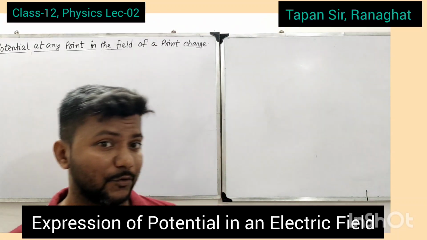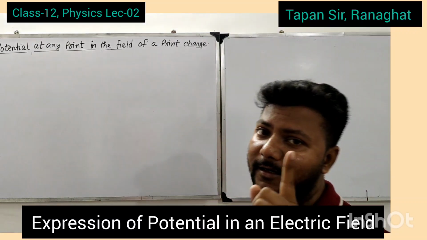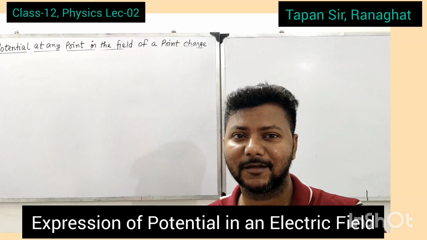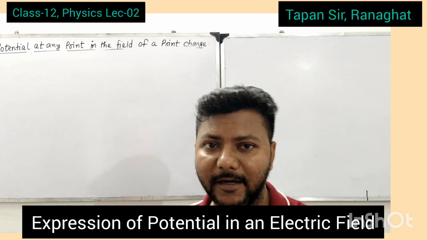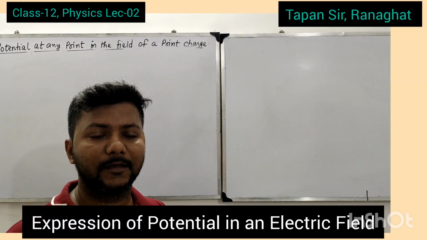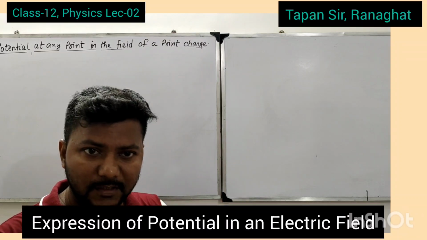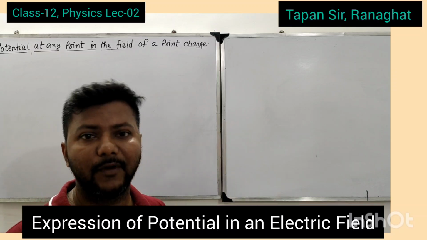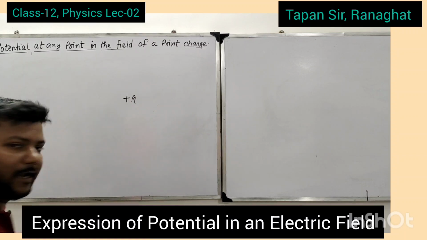ठीक है, तो एक पॉइंट चार्ज के लिए क्या होता है, एक पॉइंट चार्ज के लिए एक इलेक्ट्रिक फील्ड आवश्यक है. We know if there is a point charge, so there will be an electric field in this region, right? इलेक्ट्रिक फील्ड क्या होता है, इलेक्ट्रिक फील्ड एक रीजियन होता है. ठीक है, एक पॉजिटिव चार्ज के सराउंडिंग में एक रीजियन होता है, वो इलेक्ट्रिक फील्ड है. So this is positive charge Q, right?